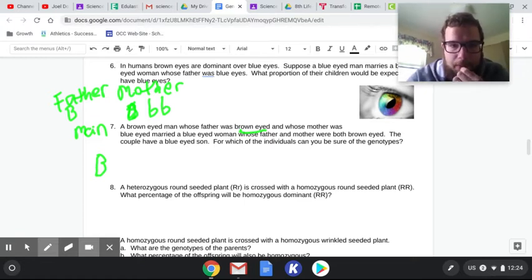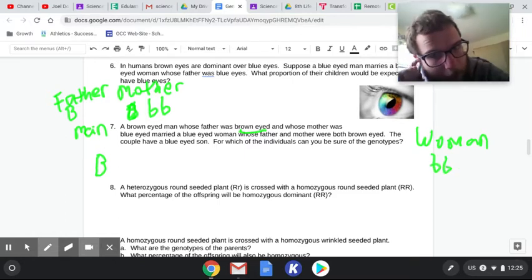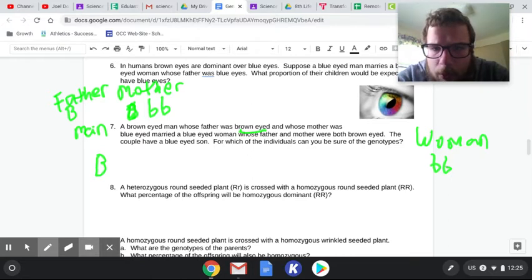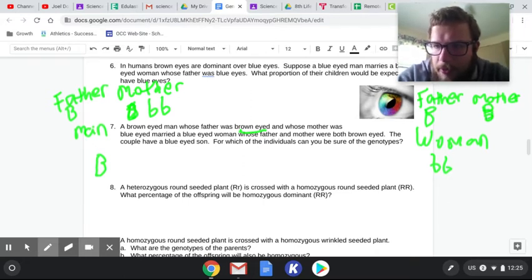Now, he marries a blue-eyed woman. So we're going to call her woman over here. And we know she's blue-eyed, so she's got to be little b, little b. Married a blue-eyed woman whose father and mother were both brown-eyed, okay? So now her father, both brown-eyed, we know he's got a big B. And we know mother has a big B as well. Oh dear, that's the ugliest B. Let me just go ahead and scratch that out.